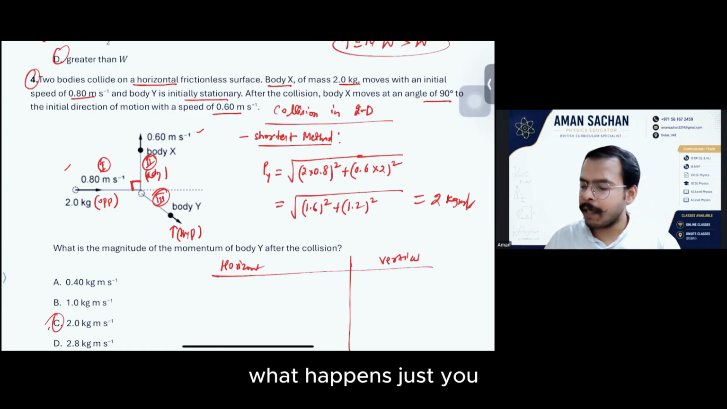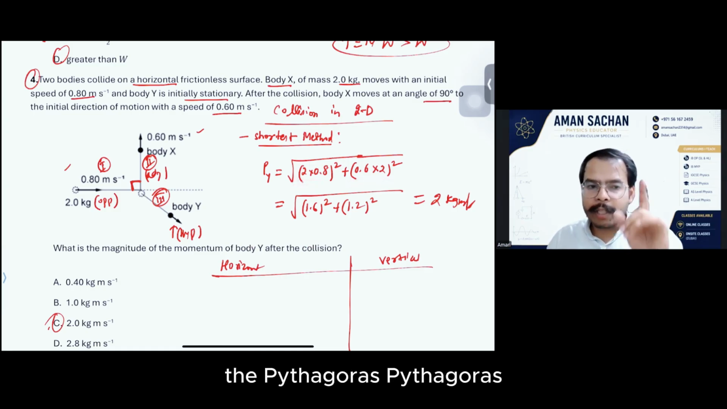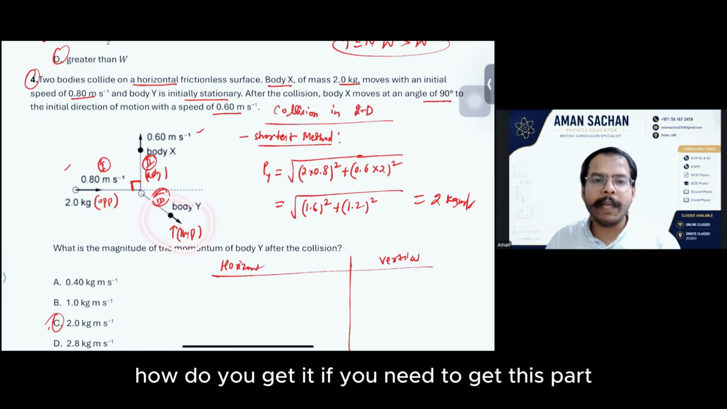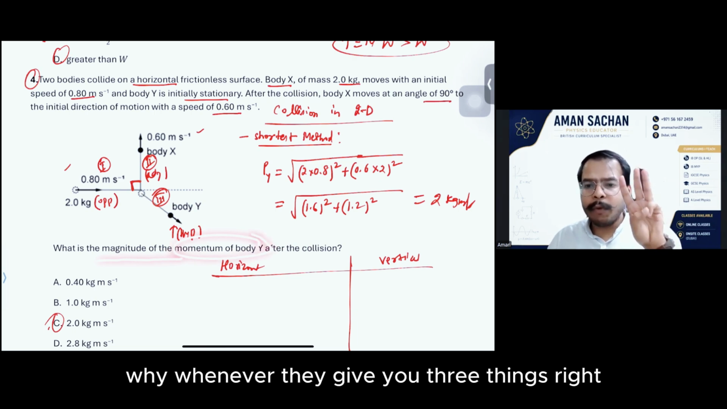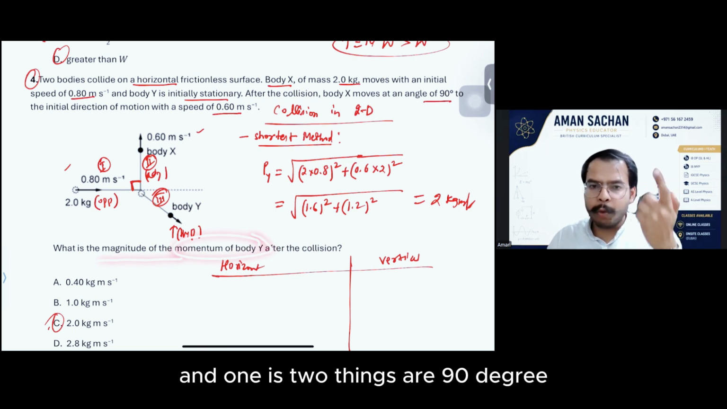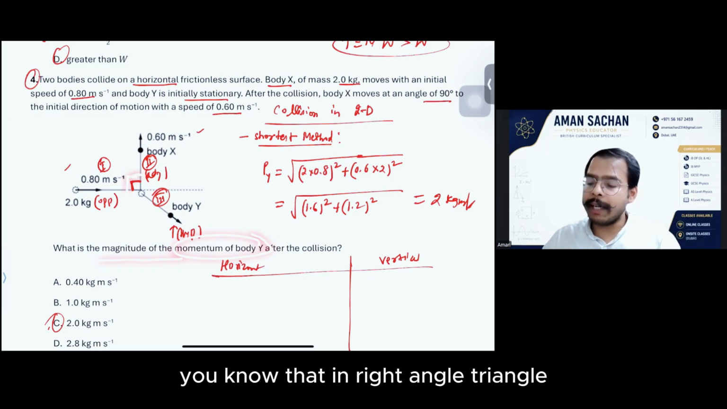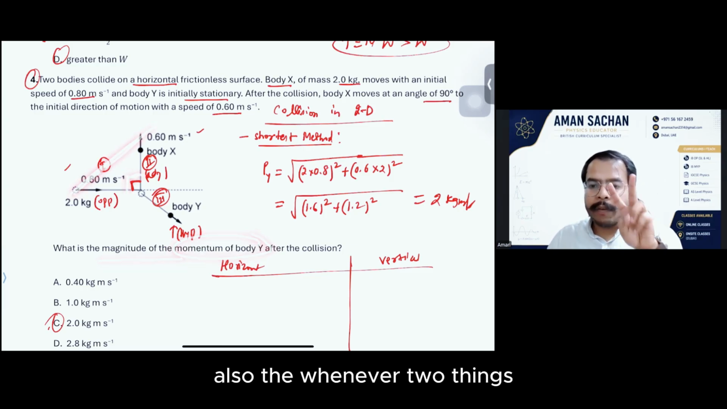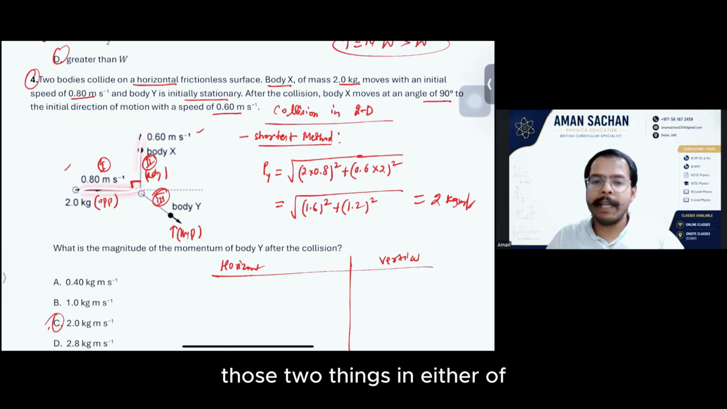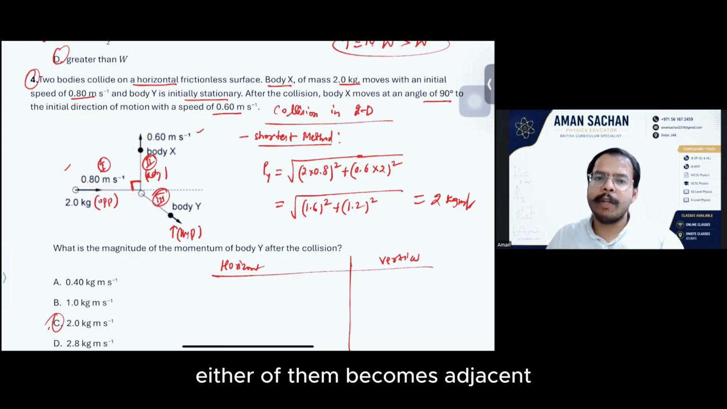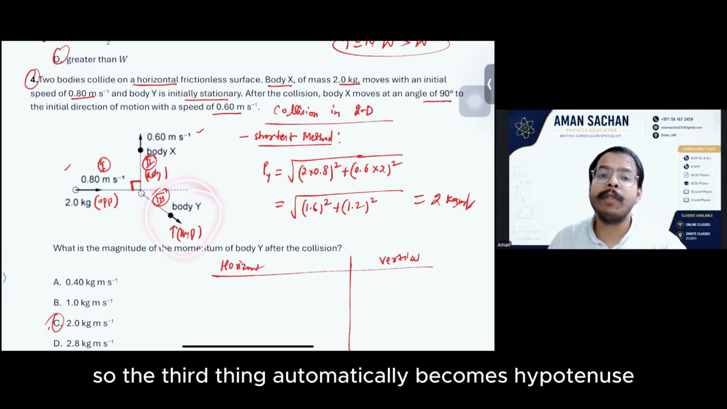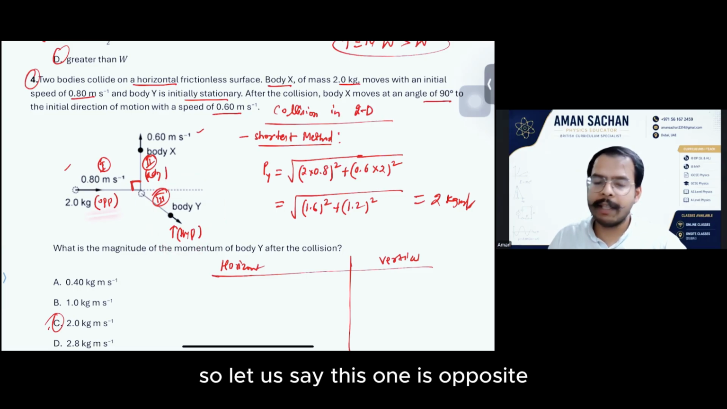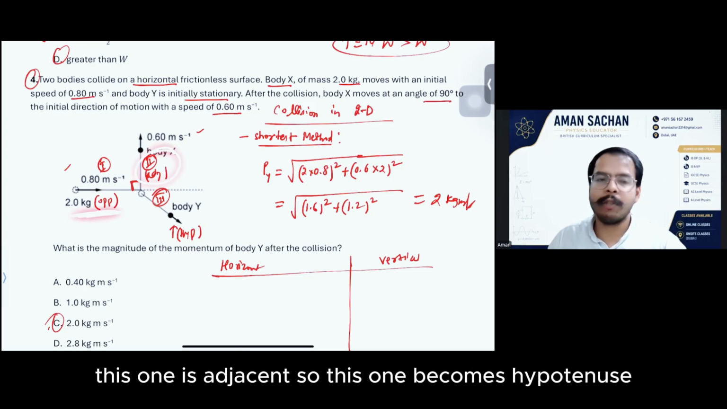Now, in this case, what happens? Just use the Pythagoras. If you need to get this part, they are asking for the magnitude of the momentum of the object. Why? Whenever they give you three things, and two of them are at 90 degrees, in a right angle triangle, those two things become adjacent and opposite. So the third thing automatically becomes the hypotenuse.